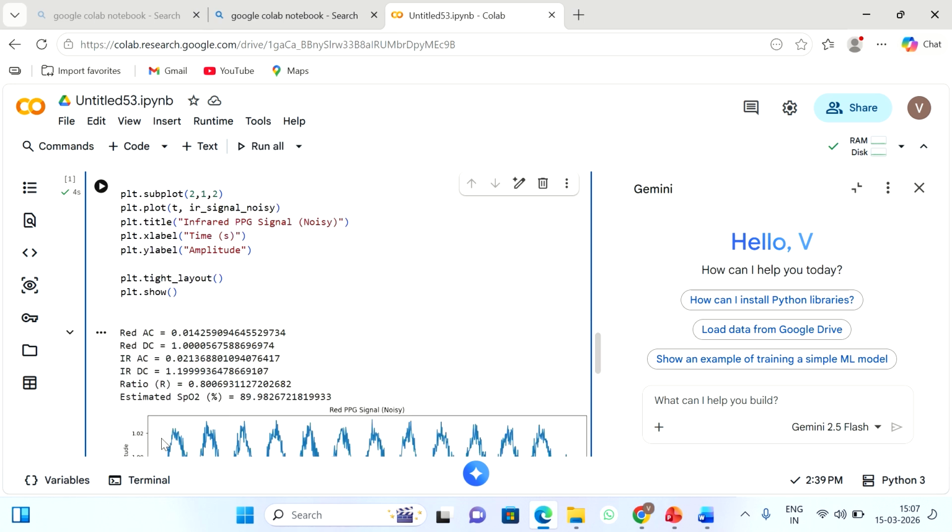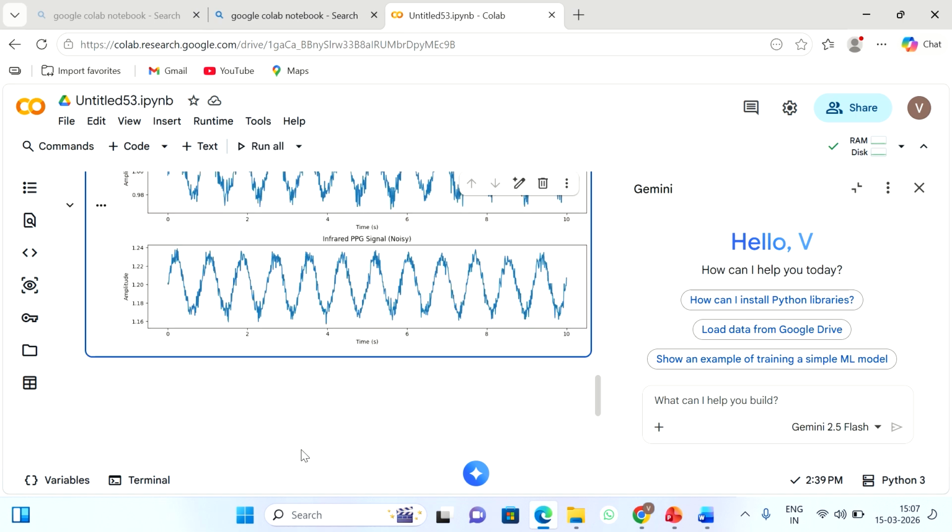Then plt.show is the command, so all the graphs are displayed. See, all the graphs are visualized. So all values are calculated and then seen.